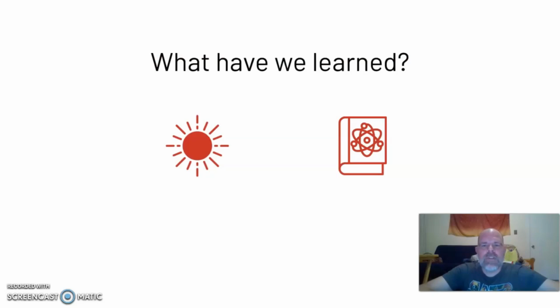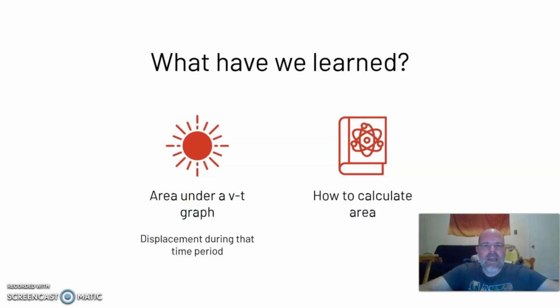All right, so what have we learned in this video? We've learned that the area under a velocity time graph is equal to the displacement during that time period. And we've learned how to calculate the area using two techniques for calculating the area under a velocity time graph. One is using the equation for average velocity, and the other is doing it geometrically.